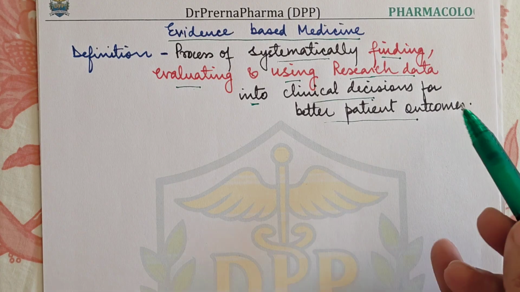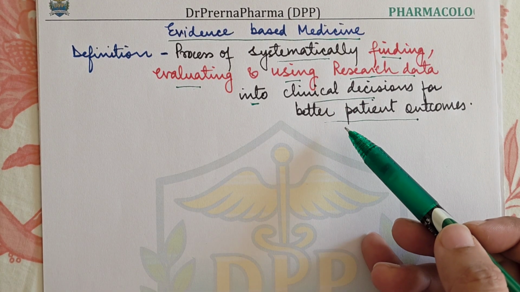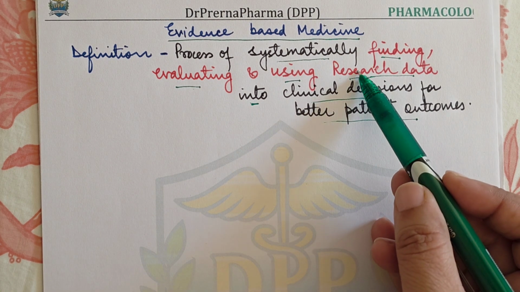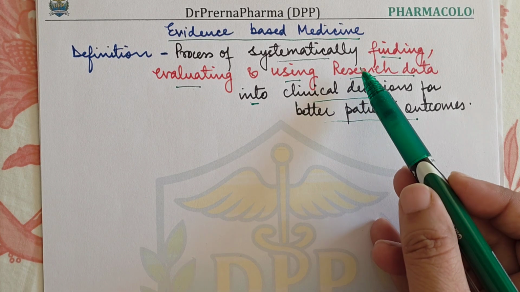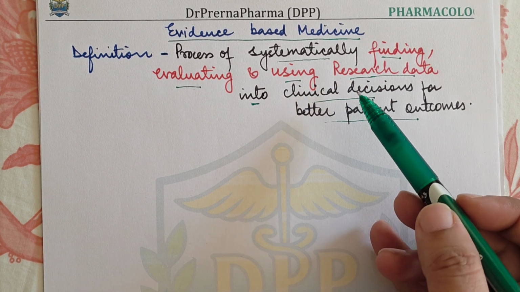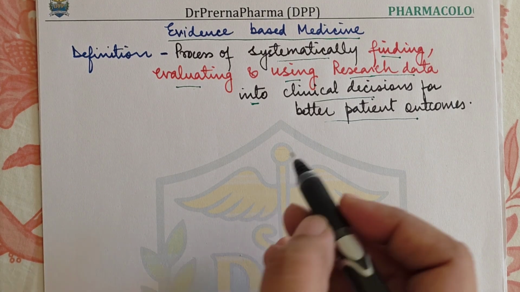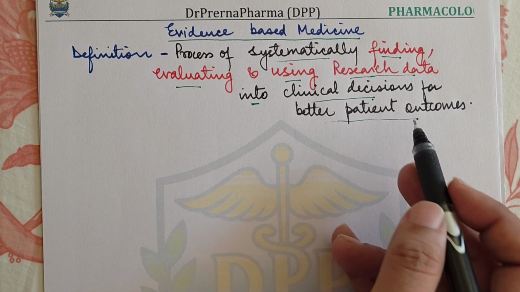It means that when we take a decision for a patient, which drug to be given, which drug to be stopped, then that decision will come from research data, from a research that is being conducted with that drug on patients, and what that particular research says is going to be the basis of our treatment. And why are we doing all this? It is because we want good patient outcomes.